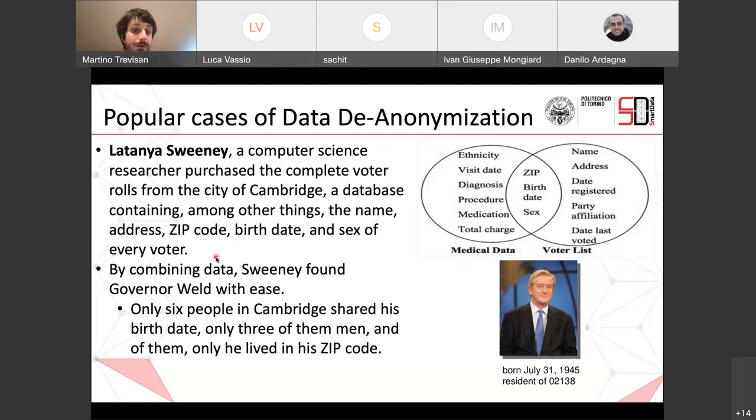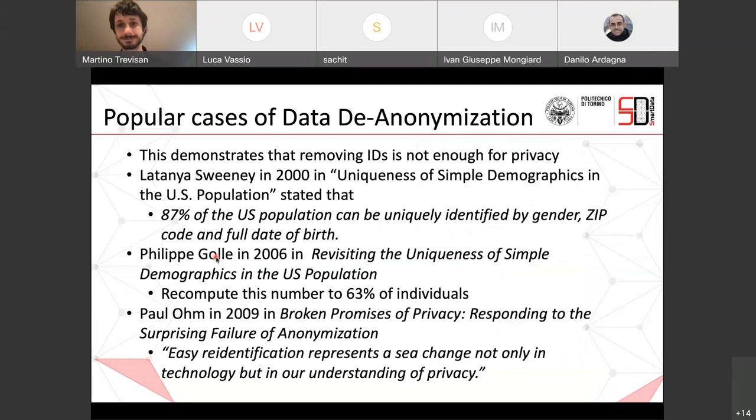For example, she managed to de-anonymize the record of the governor, because only six people living in Cambridge shared his birth date. Only three of them were men, and only one was living in his zip code. And so she managed to get the record of all the hospital visits of the governor, even if the Massachusetts group was thinking the data were anonymous. Actually, they were not so anonymous.